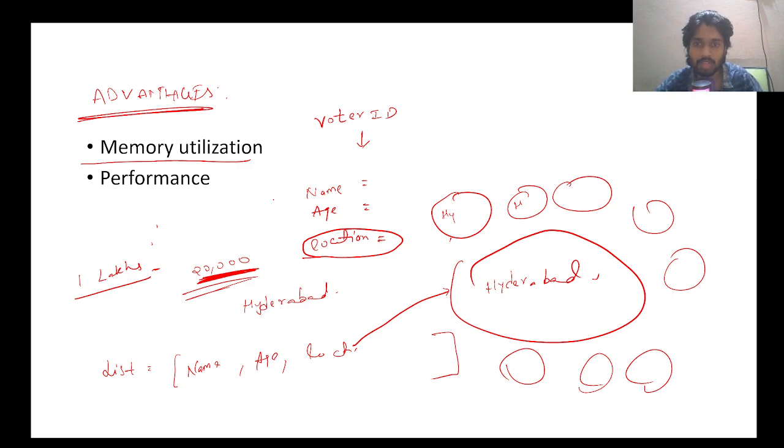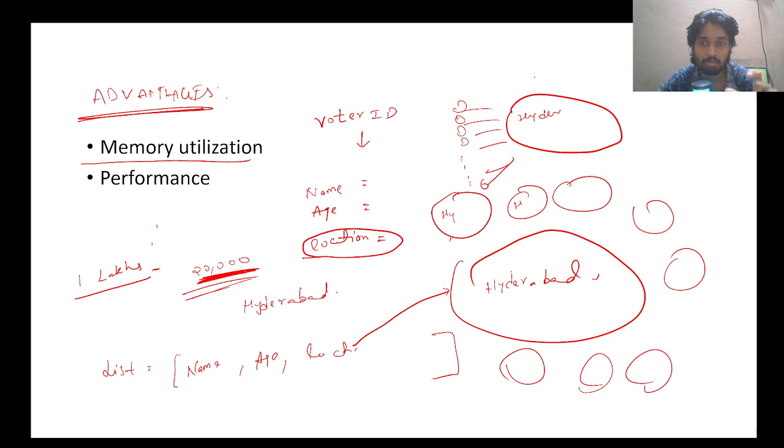So instead of that, using the immutability concept, that's how Python is built, we only create one object here, and all these 20,000 voters will point to the same object. Then we are only creating one object, but 20,000 people are going to point to the same object. So that's how we are going to save the memory here.